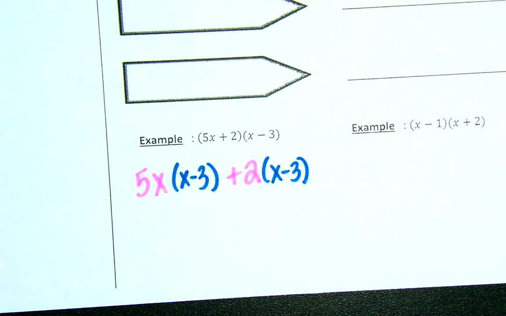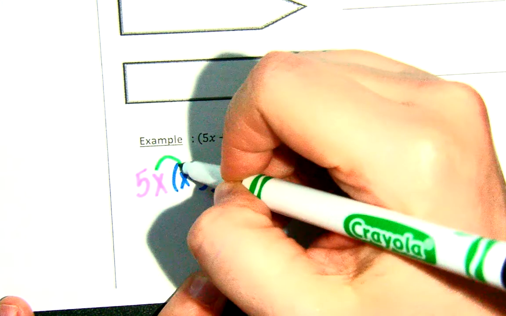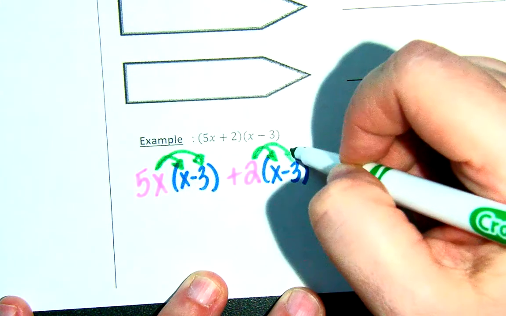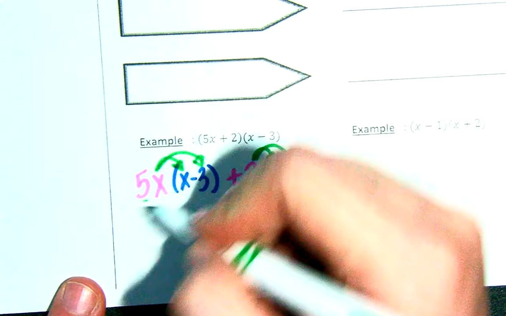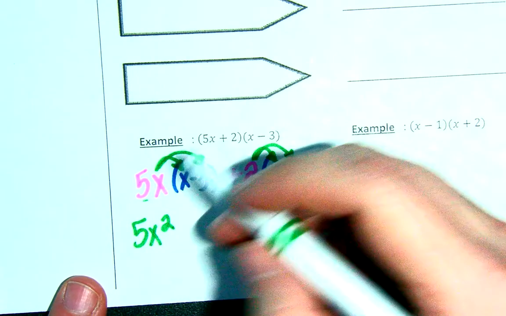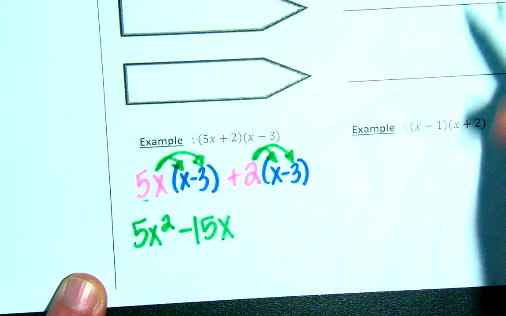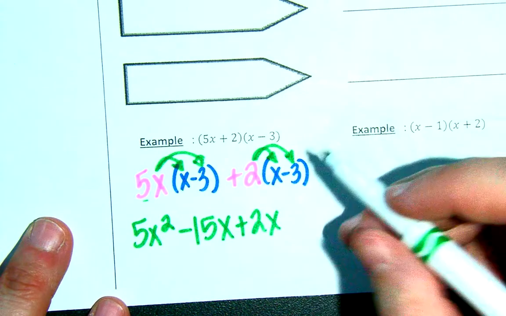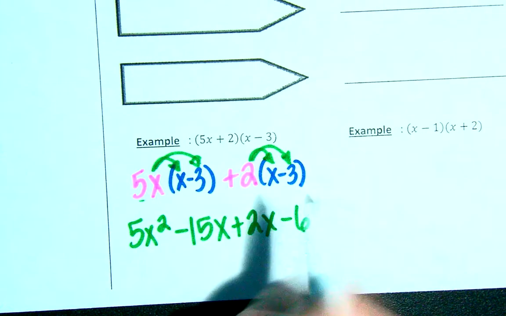And now the second step says to distribute. So I'm going to distribute. So 5x times x is 5x squared. 5x times negative 3 is negative 15x. 2 times x is positive 2x. And 2 times negative 3 is a negative 6.